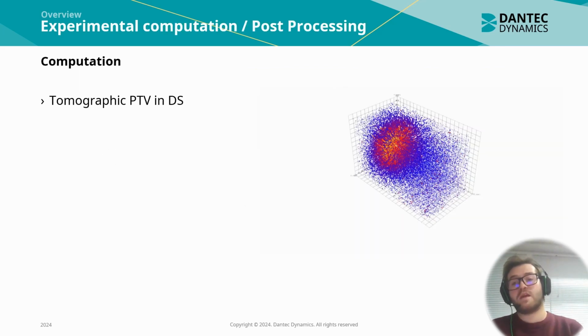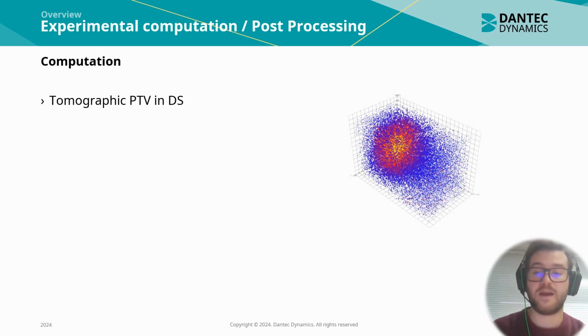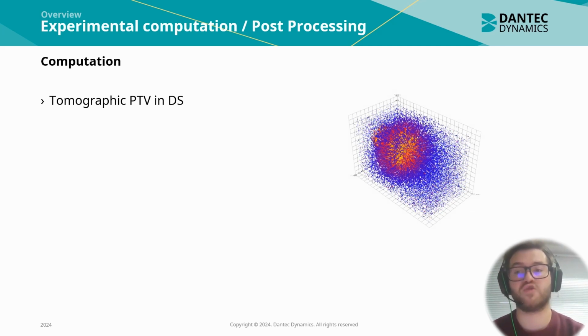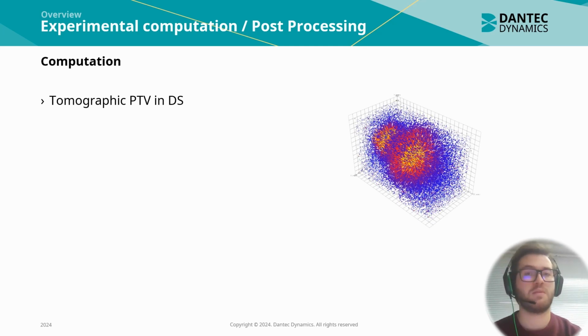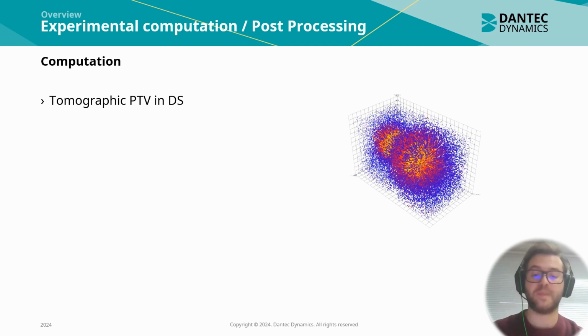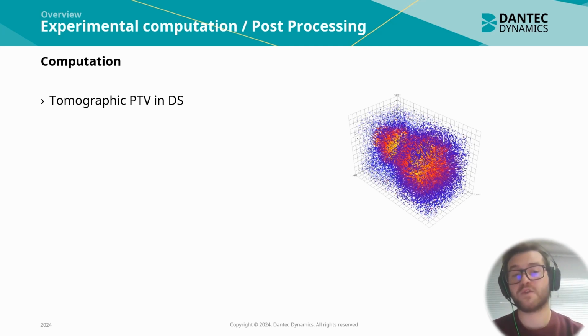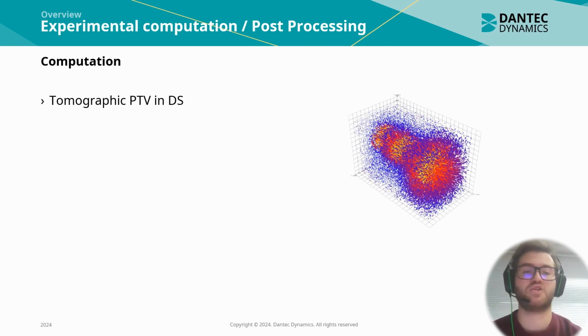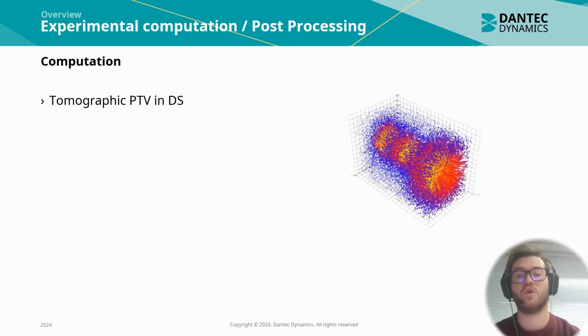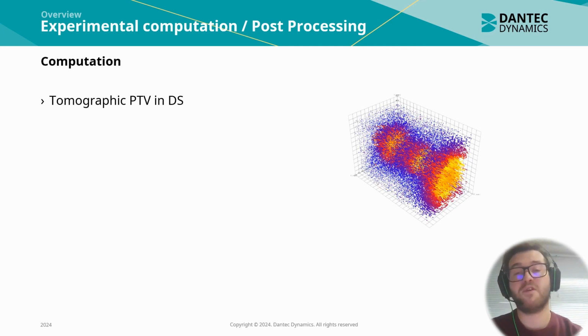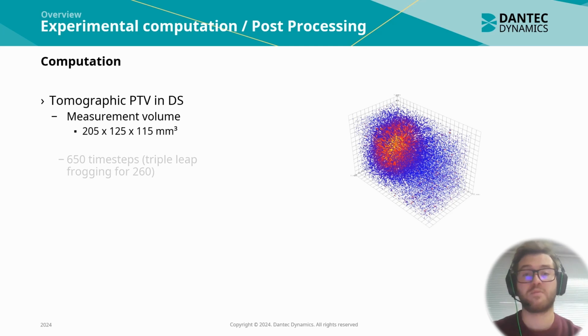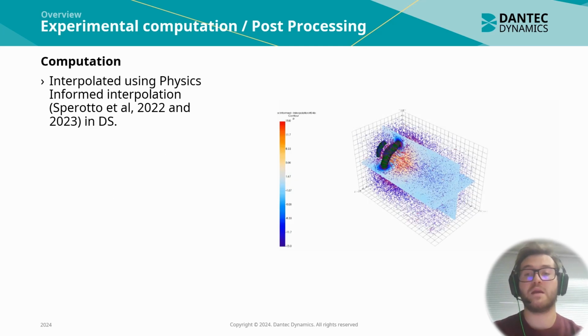So we performed a tomographic PTV in DynamicStudio. The final measurement volume was about 200 millimeters in the streamwise direction and about 120 millimeters in the other two directions. We measured for 650 time steps, but actually the leapfrogging is clearly visible only for the first 260. The peak velocity that we achieved was about 0.4 meters per second.